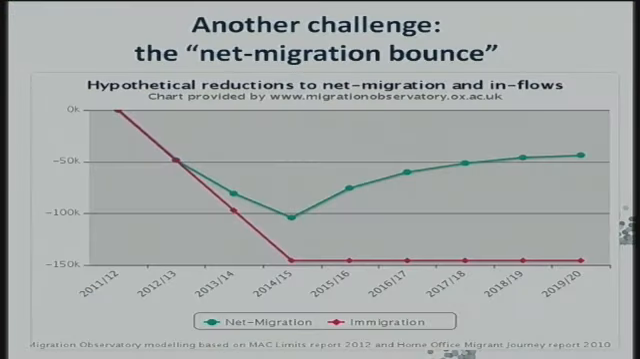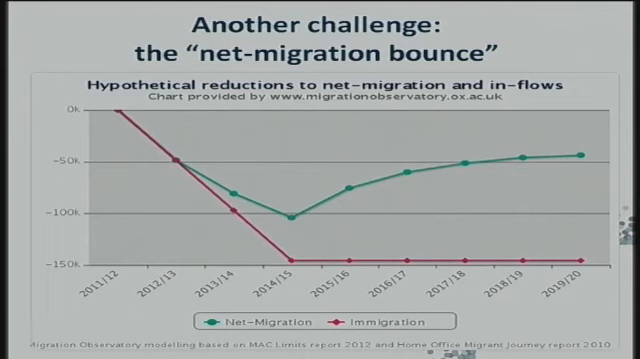So the best example probably is intercompany transfers. We heard a lot about intercompany transfers after the publication of the MAC report yesterday. Intercompany transfers do not have the right to settlement. So reducing the inflow of intercompany transfers will not, in the long run, affect net migration rate. What this chart shows you is a comparison of reducing inflows in red and the bounce back effect of net migration because of lower emigration further down the line.